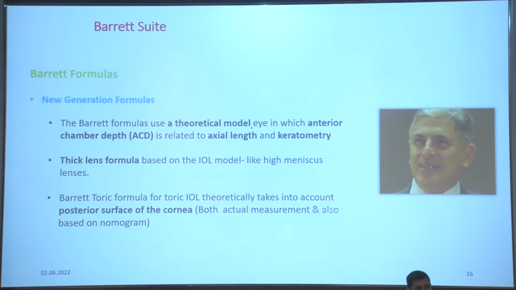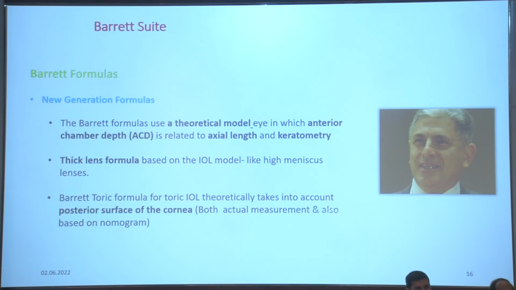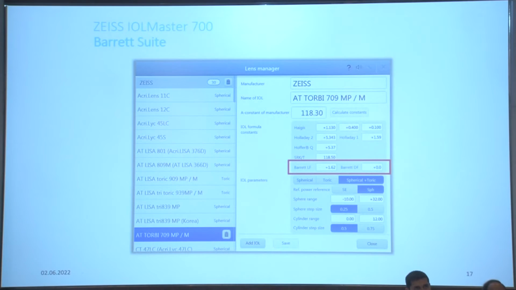For the Barrett Toric formula, the toric IOL theoretically takes into account the posterior surface of the cornea. So you can use the actual measurement of the corneal power, or you can go for the nomogram method.